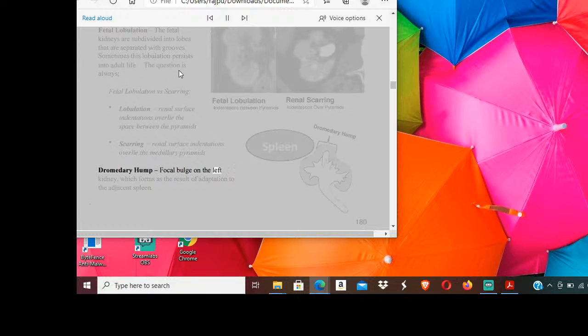Scarring equals renal surface indentations overlie the medullary pyramids. Dromedary hump. Focal bulge on the left kidney, which forms as the result of adaptation to the adjacent spleen.